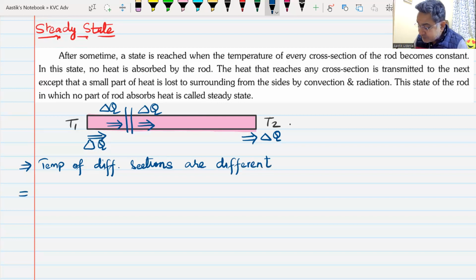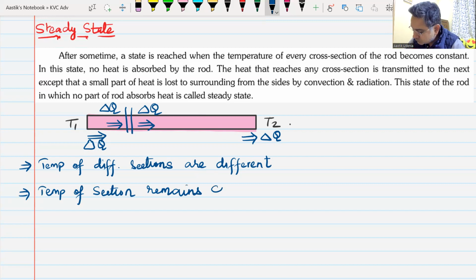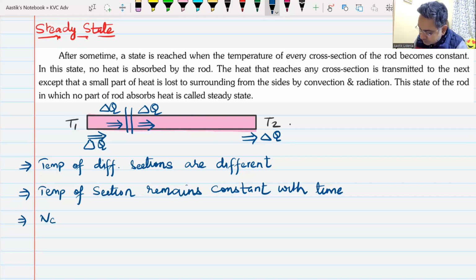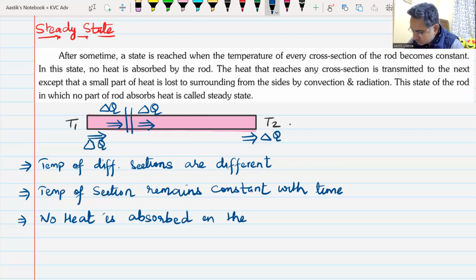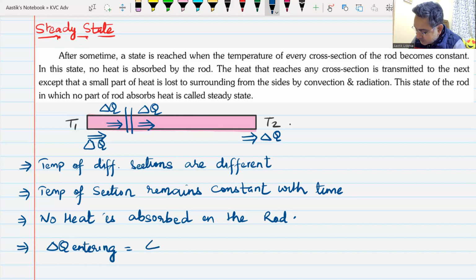Temperatures of different sections are different, but the temperature of a section will remain constant with time. No heat is absorbed in the rod. Any heat entering a particular section will be same as heat which is leaving that particular section.